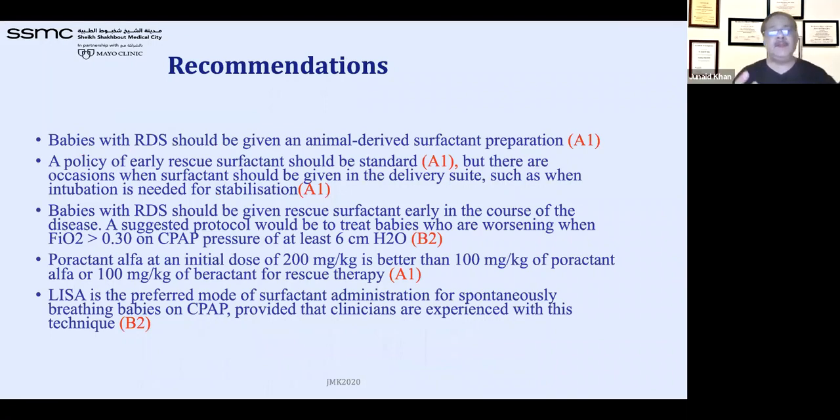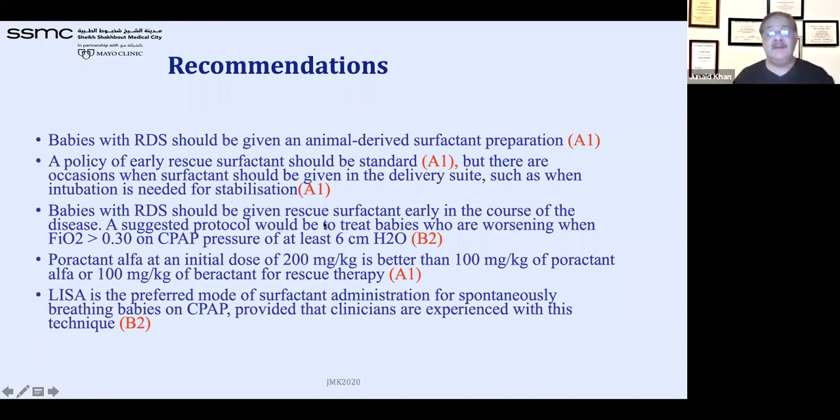So the recommendations for this part of the talk are: a baby with RDS should receive animal-derived surfactant, okay, because synthetic surfactant is going to be cheaper, but its efficacy we don't know. Early rescue should be standard. So as soon as you think of it, give the surfactant, such as when intubation is needed for stabilization.